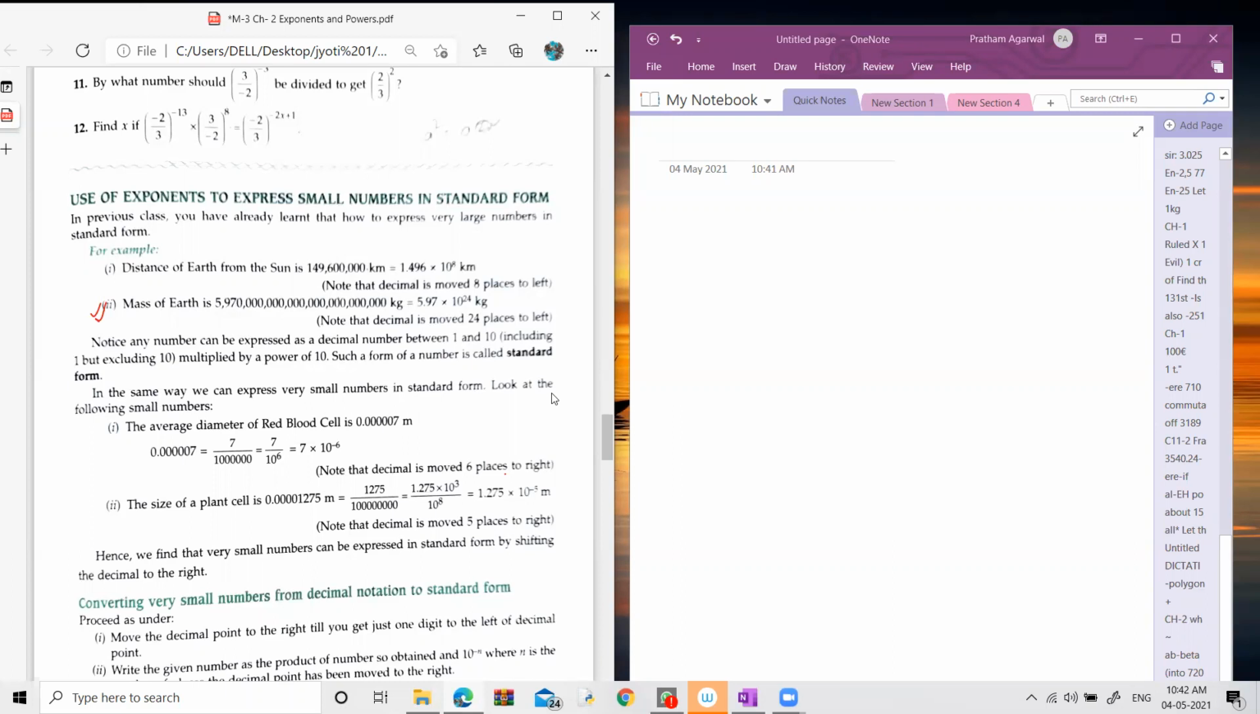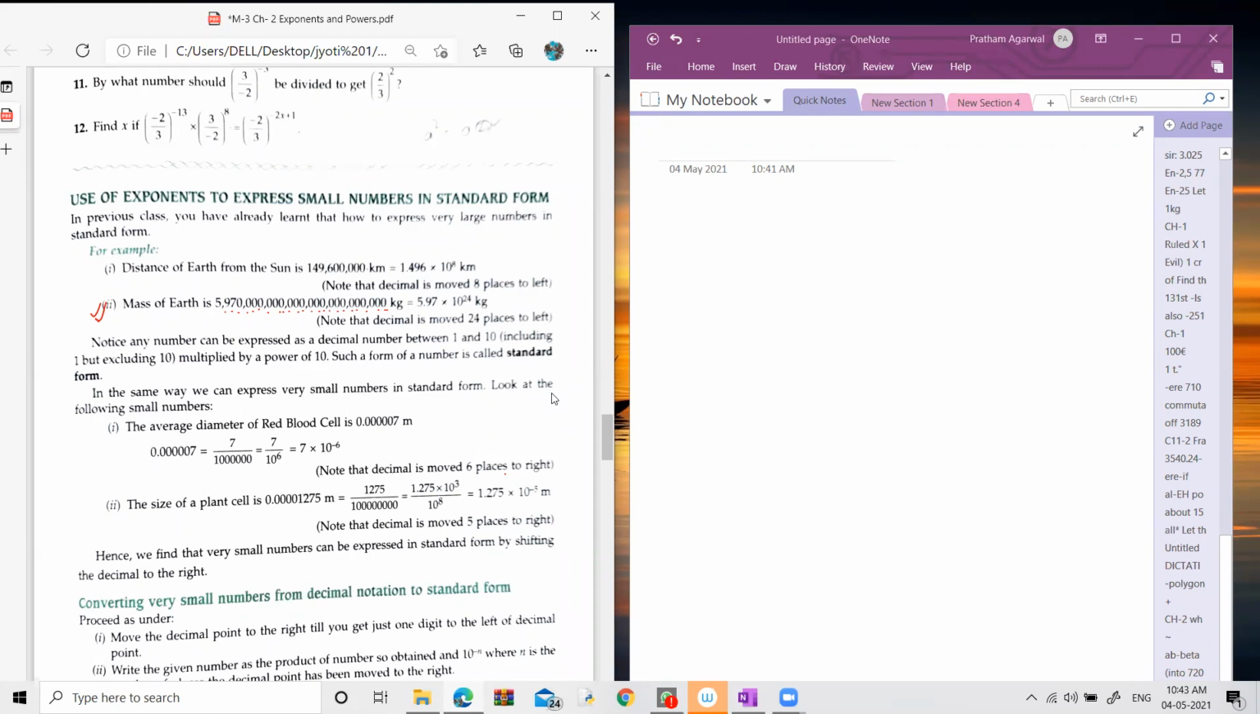So let's count the number of places. How many places are we shifting the decimal from right to left? Count 1, 2, 3, 4, 5, 6, 7, 8, 9, 10, 11, 12, 13, 14, 15, 16, 17, 18, 19, 20, 21, 22, 23, 24. So this is a total of 24. That's why we have to write power 24.